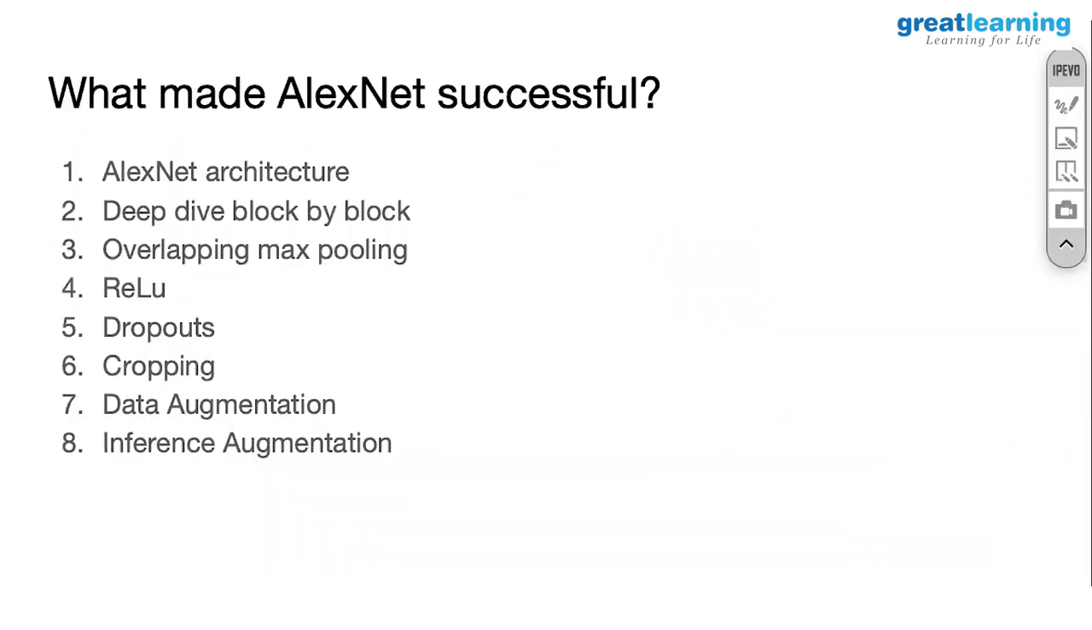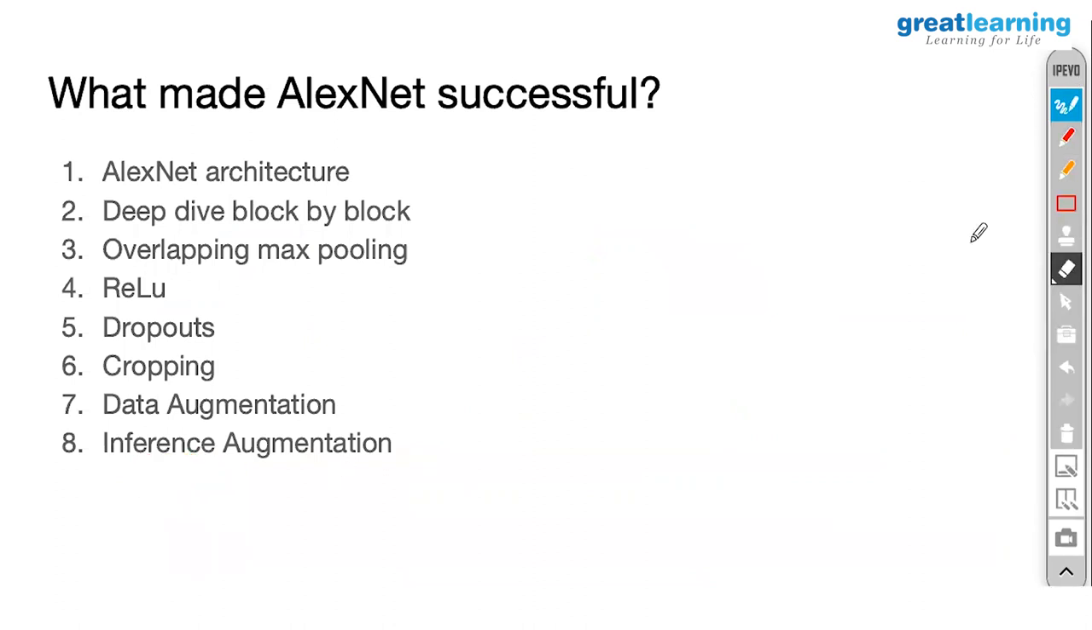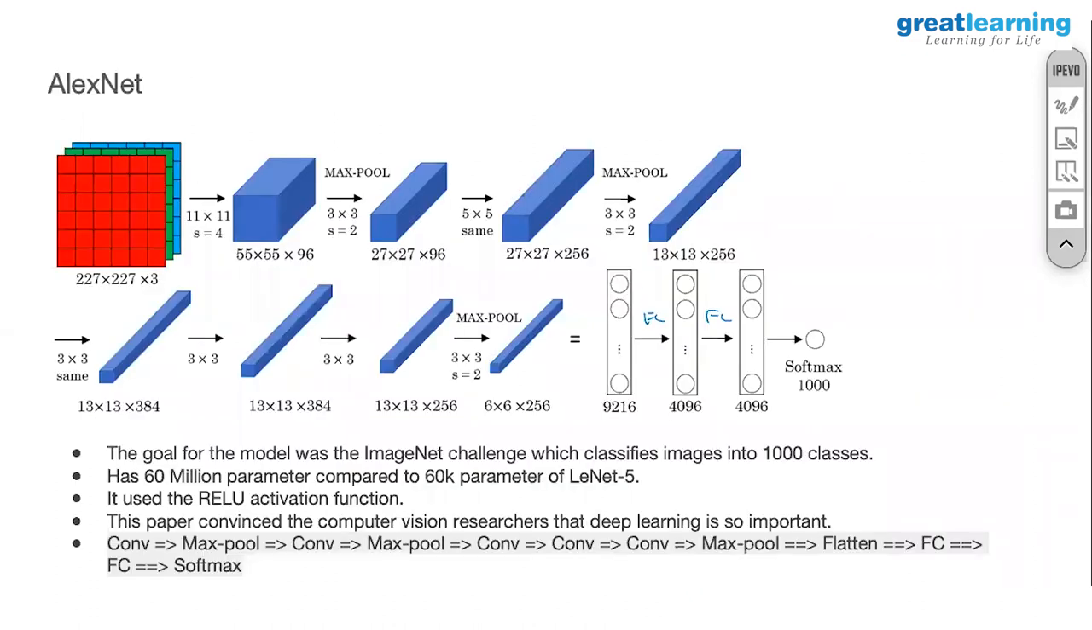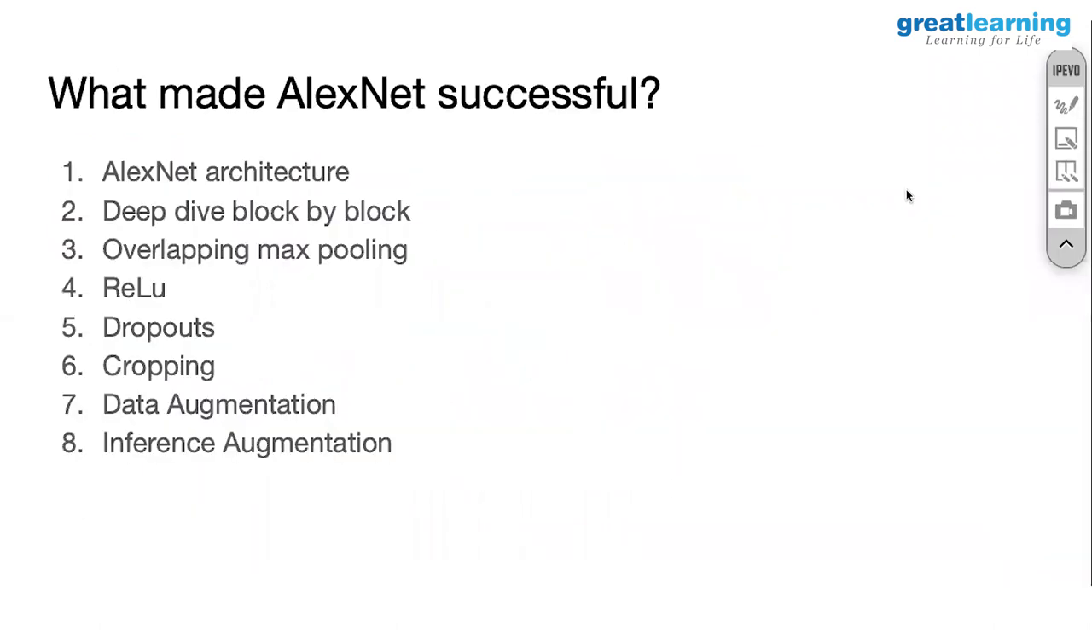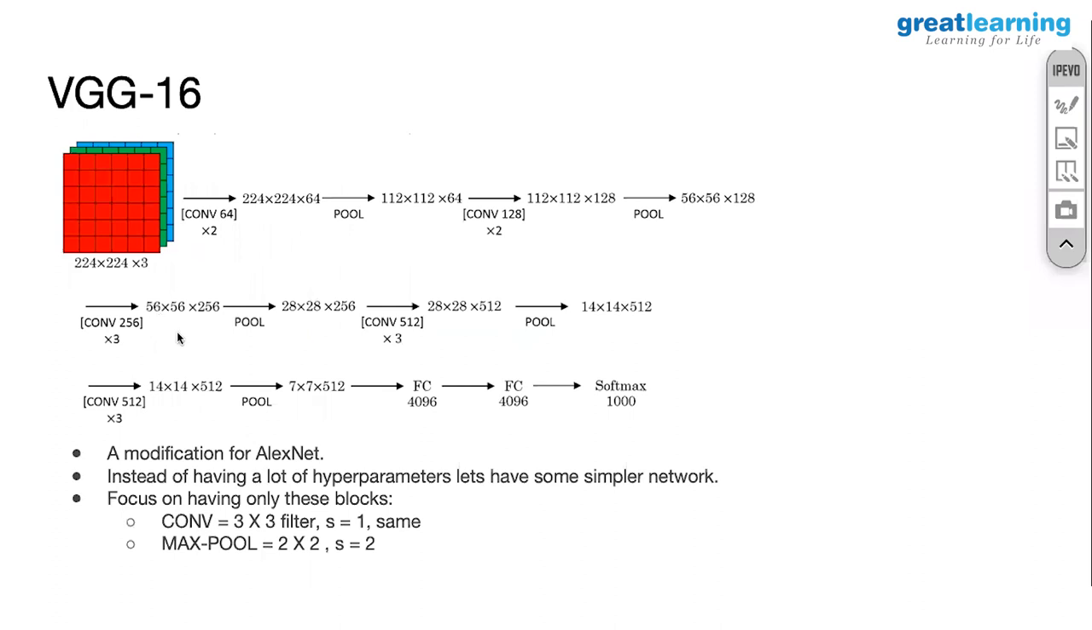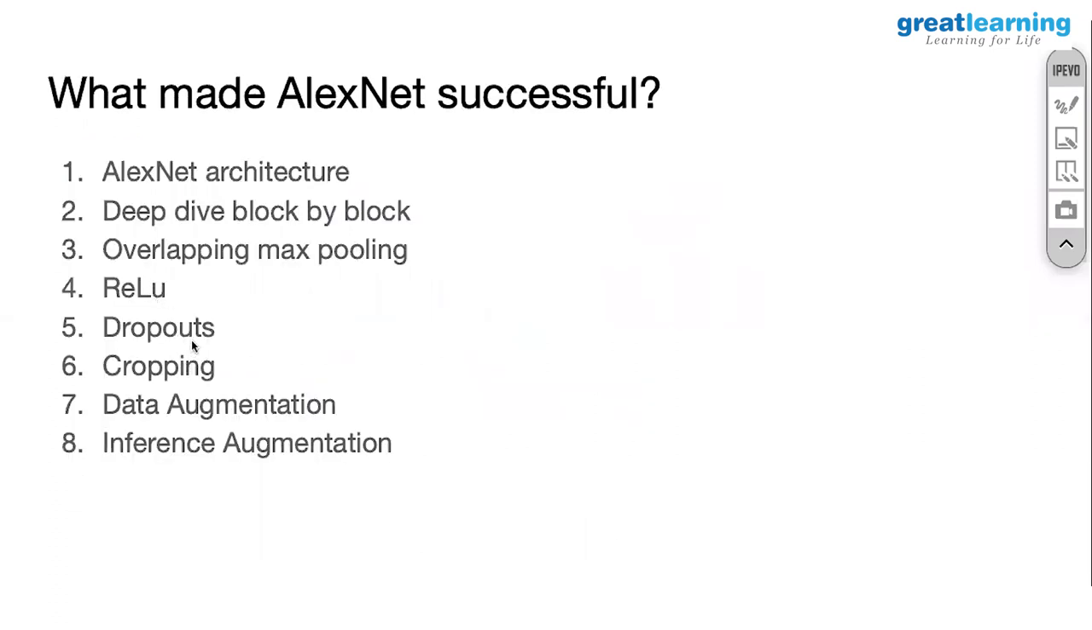Let's go to the extension: what made AlexNet successful? I will say architecture, though I don't fully believe that, because anything you mix and match, you're definitely going to get something out of it. We can say overlapping max pooling. If you observe here, we are not doing it in the middle; we are doing it for one, then another one, then another one. You don't have to always do max pooling after convolution. The ReLU function was universally used. It was very simple. Dropouts, cropping, data augmentation, and inference augmentation.